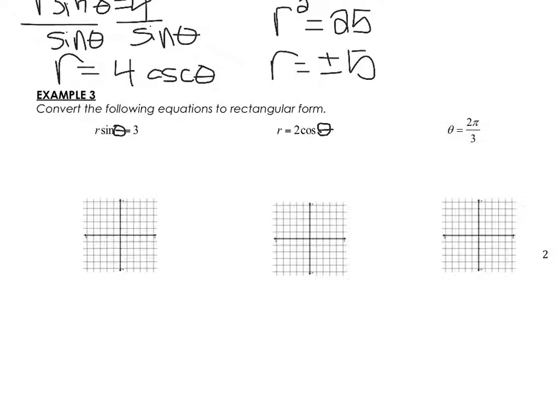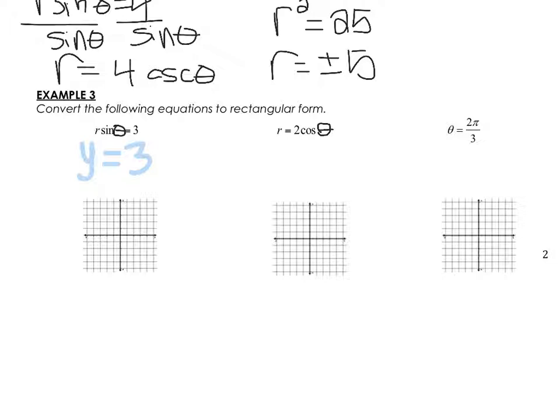So another thing we can do is convert from polar to rectangular. So in this example, we've got r sine theta equals 3. Well, if I wanted to graph that in rectangular, I know that r sine theta is just another way of saying y. So I've got y equals 3.